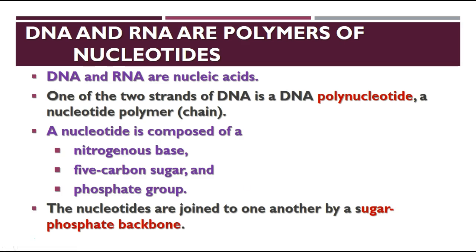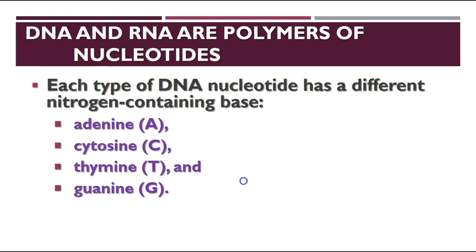So DNA and RNA are the two nucleic acids, and so let's talk a little bit about what they're made of. One of the two strands of DNA is called a DNA polynucleotide, meaning that it's a polymer of nucleotides. Nucleotides, as you recall, are made of a nitrogen base, a 5-carbon sugar, and a phosphate group. And then the nucleotides are joined together by a sugar-phosphate backbone. The sugars and phosphates are bonded together, and the nitrogen bases are attached to the sugars.